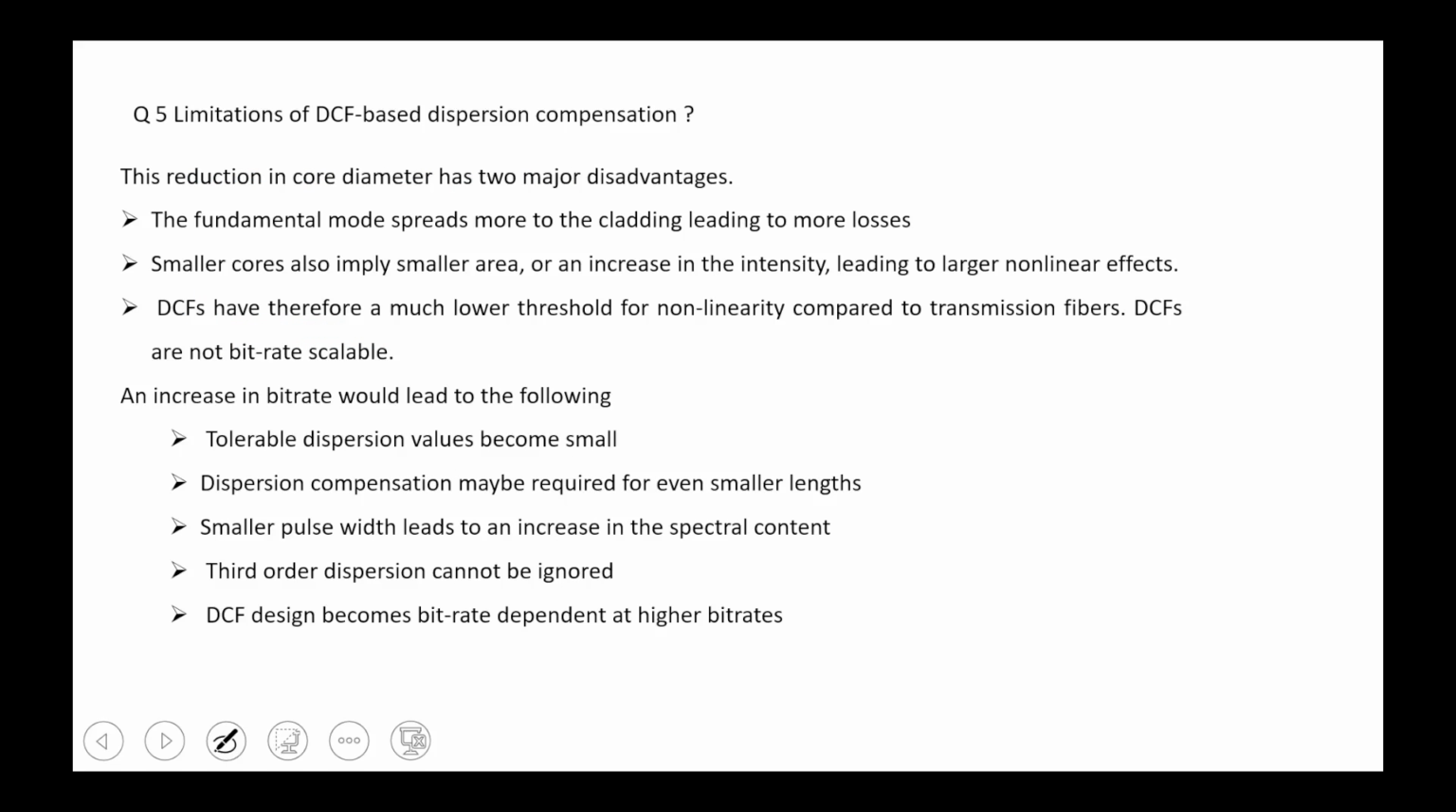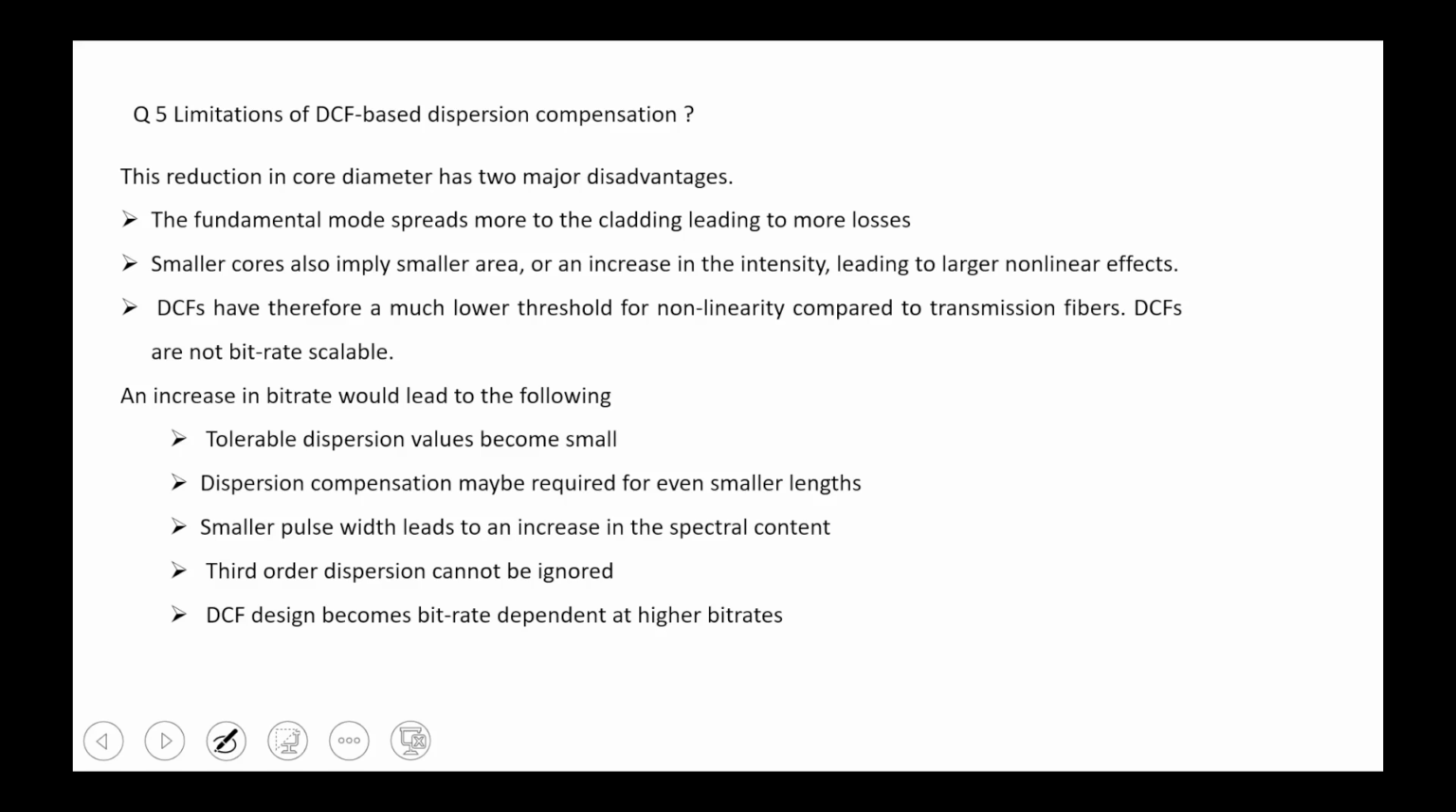So this reduction in the core diameter has two major disadvantages. If we reduce the core diameter, the fundamental mode spreads into the cladding, leading to more losses. If we reduce the core diameter to minimize the dispersion, some modes may not be transmitted at the receiver side. A smaller core also means a smaller area and increased intensity, leading to large nonlinear effects. It will cause more dispersion in that case.